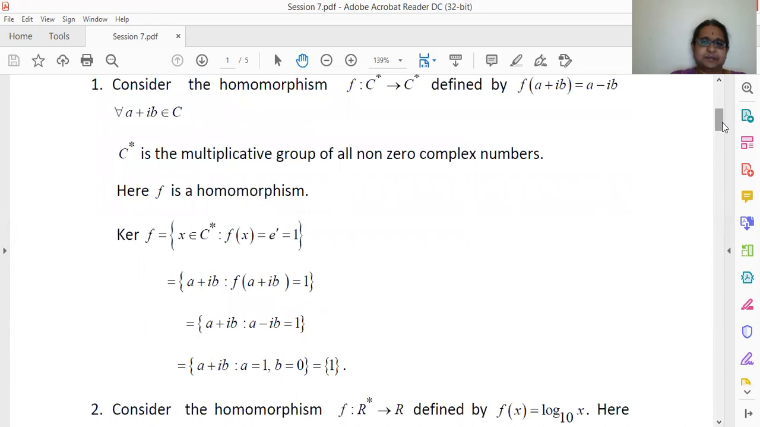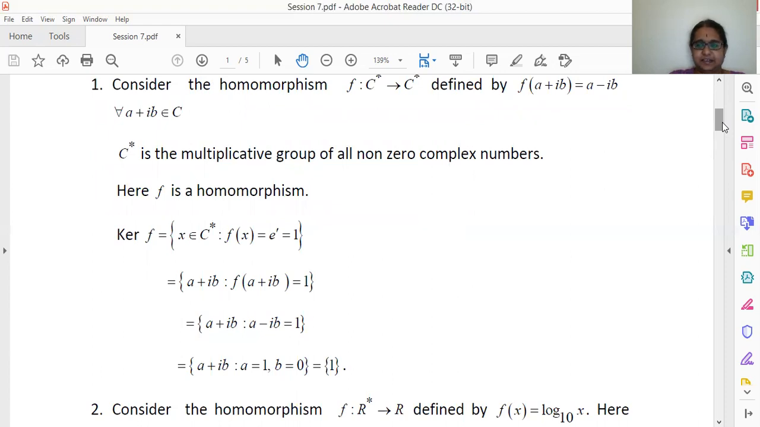Equate the real and imaginary parts. From that we get a is equal to 1, b is equal to 0. Therefore, kernel f is the set of all a plus ib such that a is 1 and b is 0, that is, the set containing 1. So kernel f is a singleton set consisting of only the element 1. In this example, we have considered the definition of kernel and applied the corresponding set.